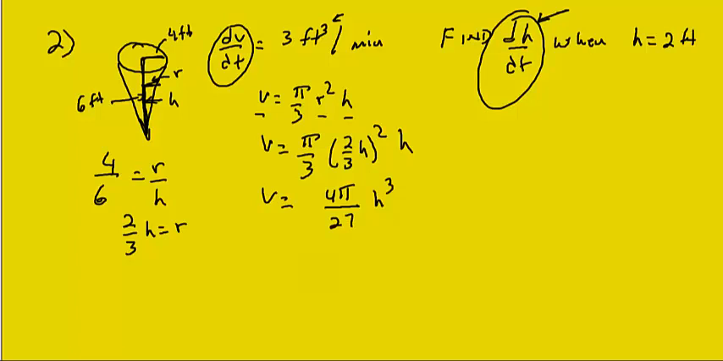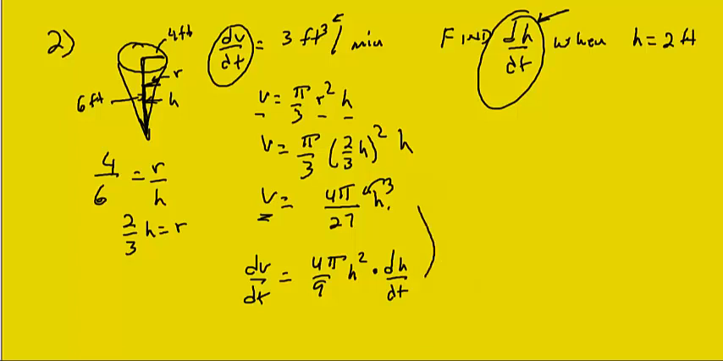Okay, I'm good to go. I'm going to take a derivative of this. Derivative of that is dV/dt. When I take the derivative of this, the 3 comes to the front. The 3 will reduce that 27 to a 9, I get 4 pi over 9 h squared times dh/dt, because I have to apply the chain rule.